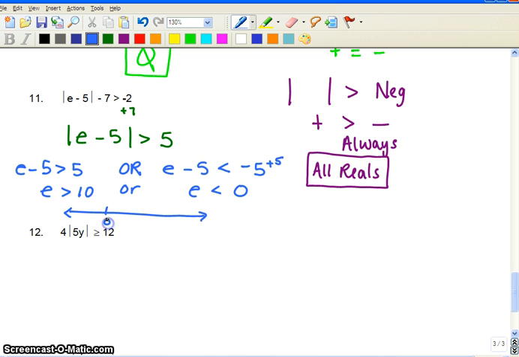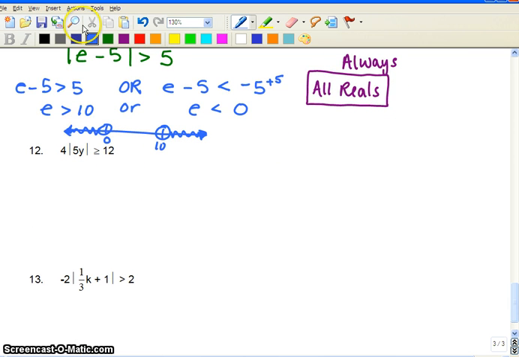Let's see, I need 0 and 10. Greater than 10, less than 0. Looks just like what an OR graph should look like, so I think I probably did it correctly. All right, number 12.